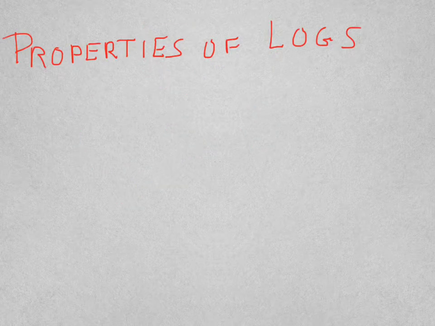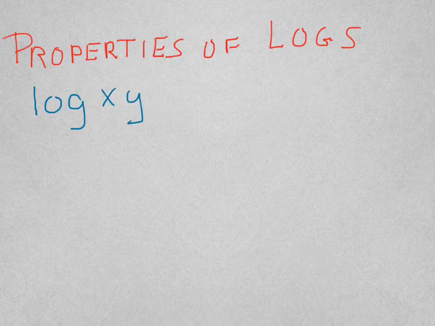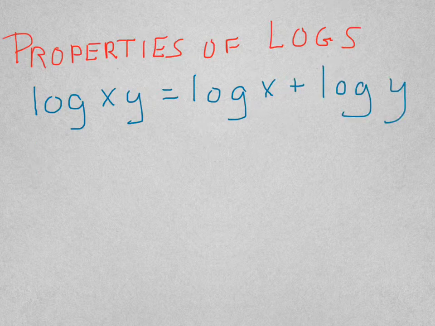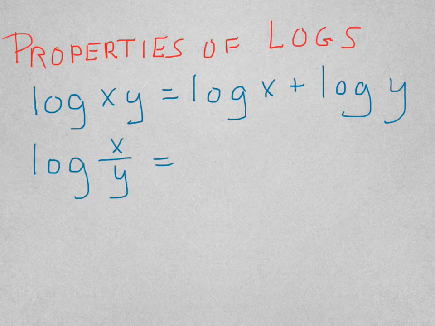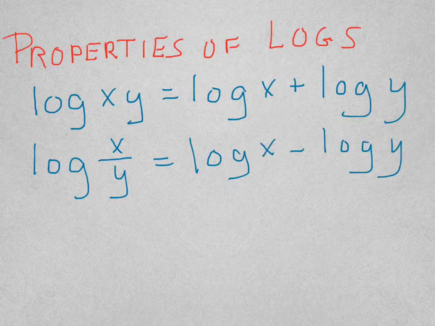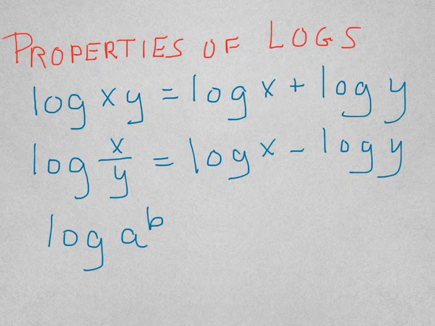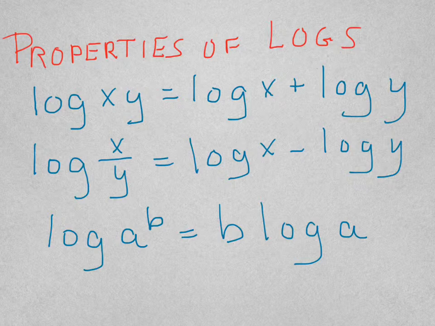Now we're going to look at some properties of logs. The first property we're going to have is log xy. When we multiply inside a log, it is equal to the log of x plus the log of y. In the same manner, when we divide, we're going to subtract: log of x minus log of y. Finally, the third property we need to know is if we have log of a to the b power, we're allowed to bring the exponent to the front. This is a great property and is used quite often to solve equations. So these are the three properties you should definitely know how to use.